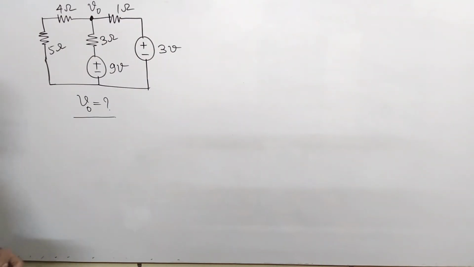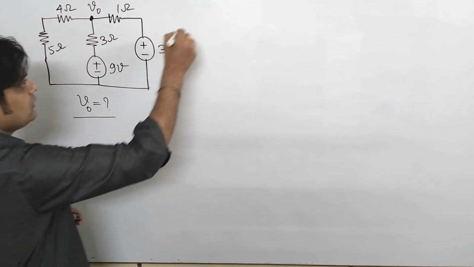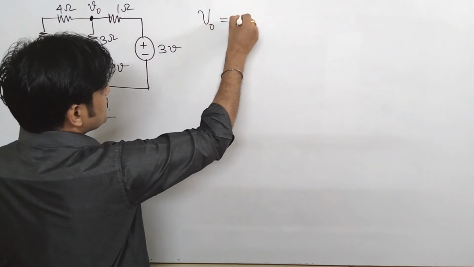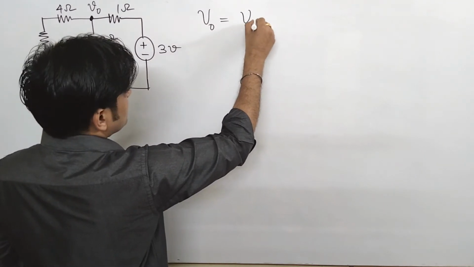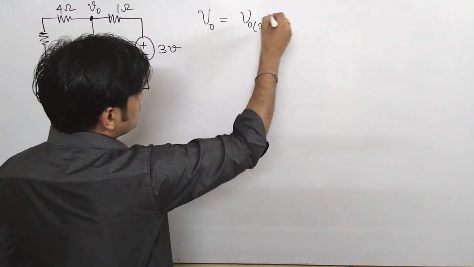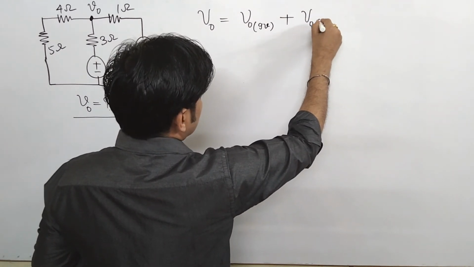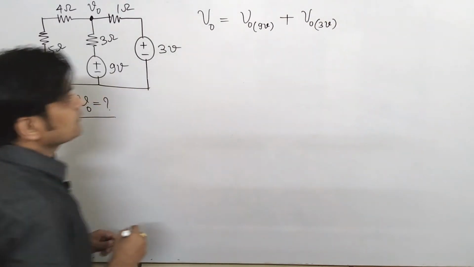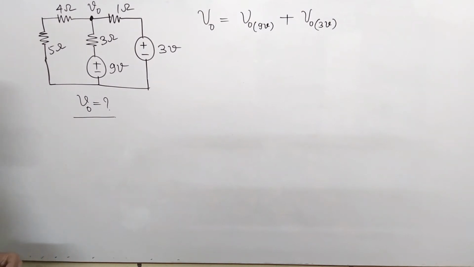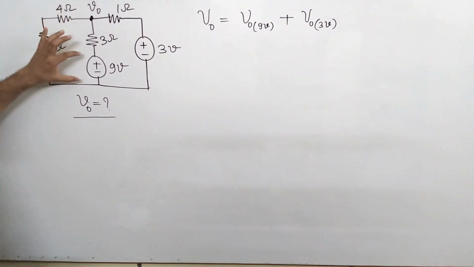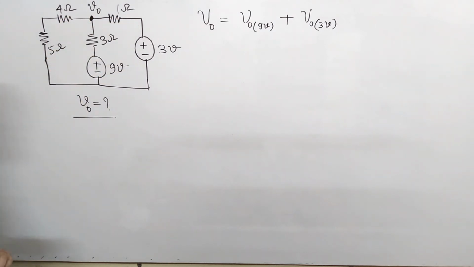So this is the next problem. In this problem you have to find the value of V naught using the superposition theorem. From here you can say that the value of V naught is because of the presence of the 9 volt source and the 3 volt source.